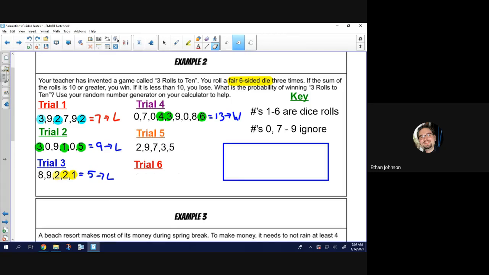My trial 5, I ended up getting a 2, a 3, and a 5, which ended up getting me 10, which is also a win. And then for my last trial, the numbers I ended up getting were a 1, 6, and a 2, which I'm getting a 9, which was a loss.